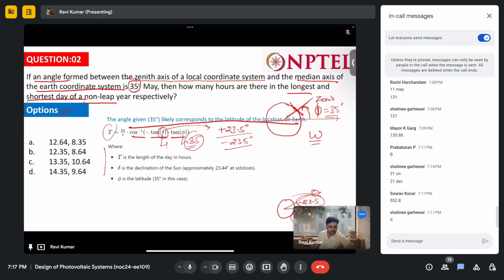D. Charlie said D. Soro said 552.8. What does this mean? 552.8. This is the hour of a day. Yes, Soro, hour can be only maximum 24 hours. Ruchi said D. And Prabhakaran said B. B for this question or the previous one? I don't understand.